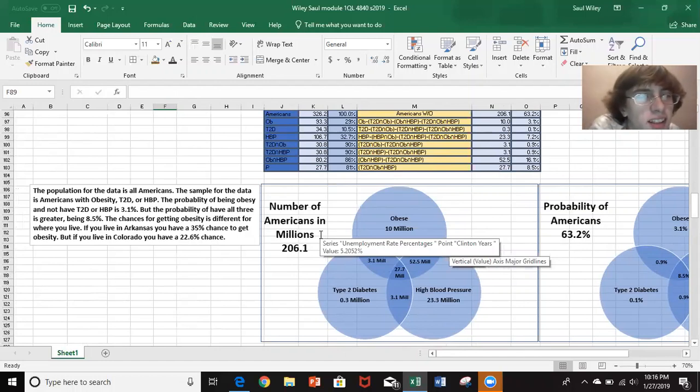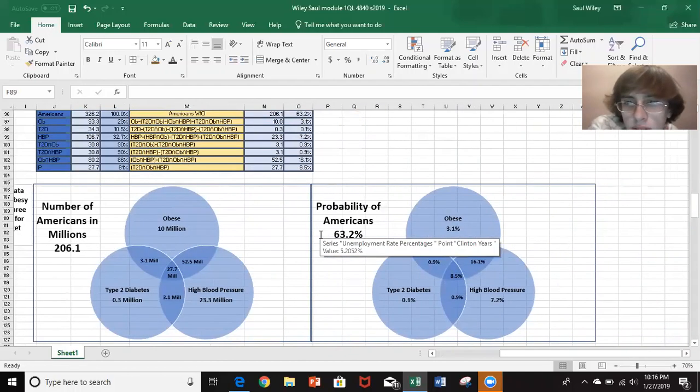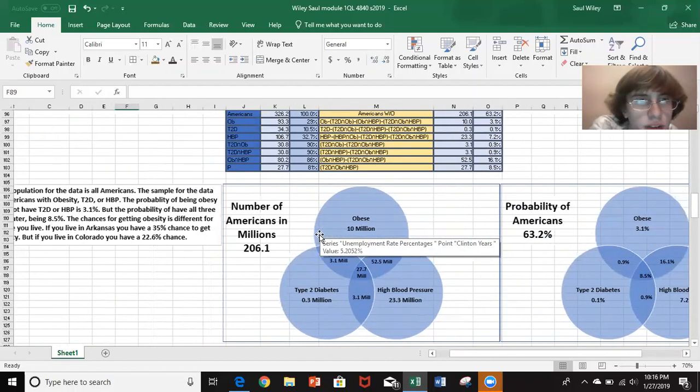The population for the data is all Americans. The sample for the data is Americans with obesity, type 2 diabetes, or HBP, high blood pressure.